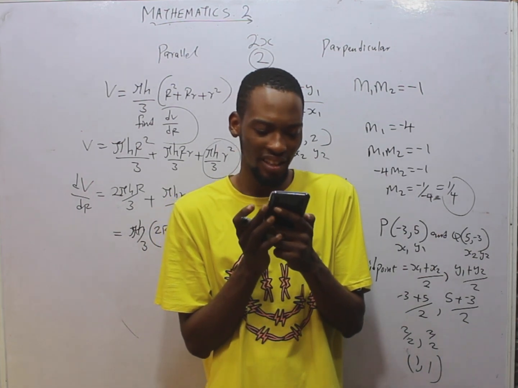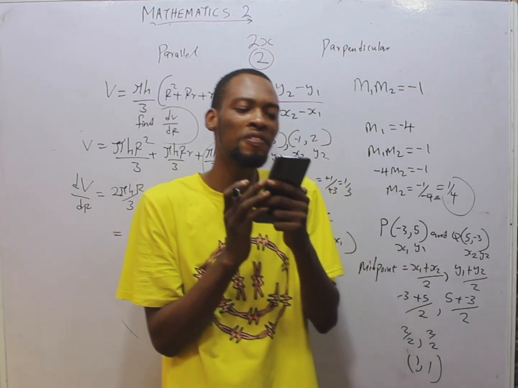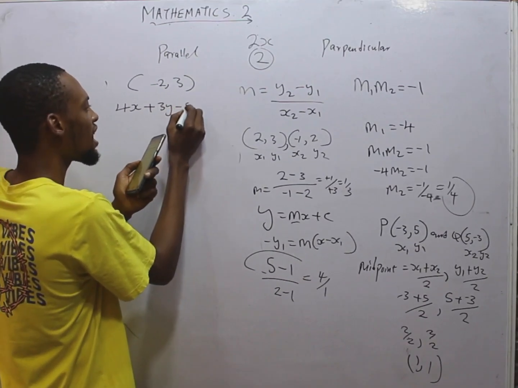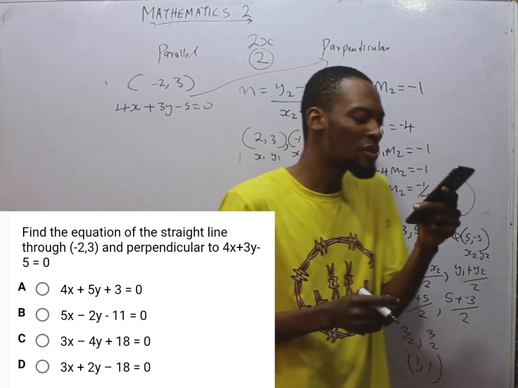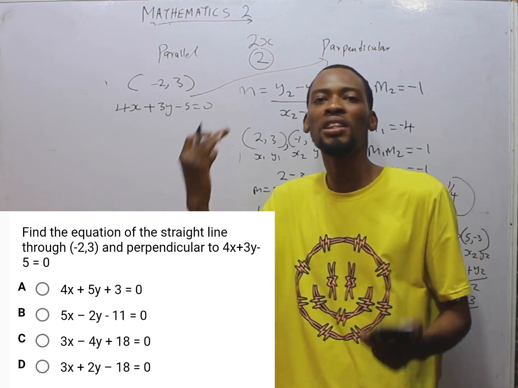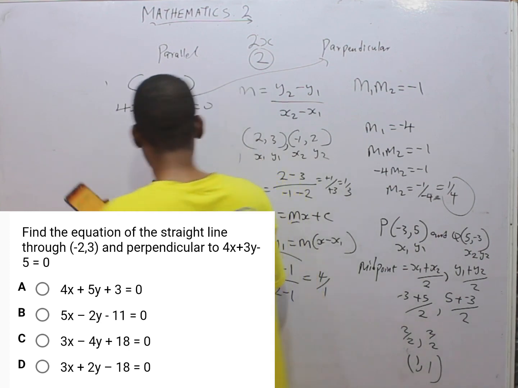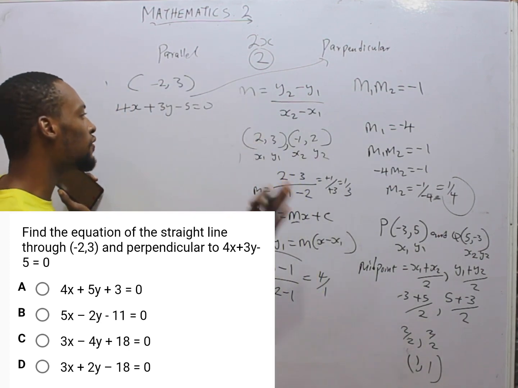And the next question says, wow, I love this. Find the equation of the straight line perpendicular to 4x plus 3y minus 5 equals 0. So in this case, we are talking about perpendicularity. For perpendicularity, the product of the slopes is equal to minus 1. So this is how you go about questions like this. I will be so fast because I've already analyzed the equation of a line.